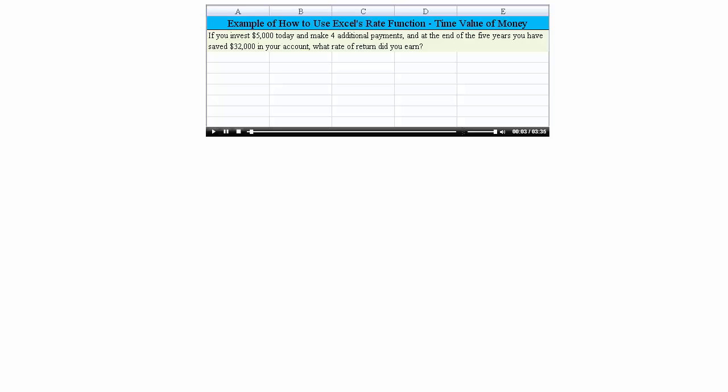Okay, let's take a look at this quick illustration of how you could use Excel's rate function to solve this particular type of time value of money problem. The problem says if you invest $5,000 today and make 4 additional payments, and at the end of 5 years from now, you have saved $32,000 in your account, what rate of return did you earn?